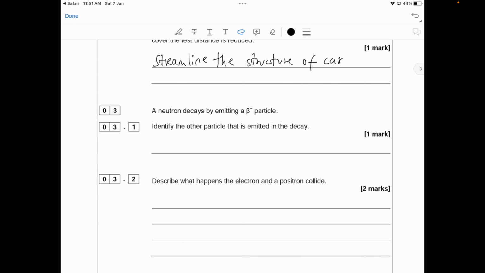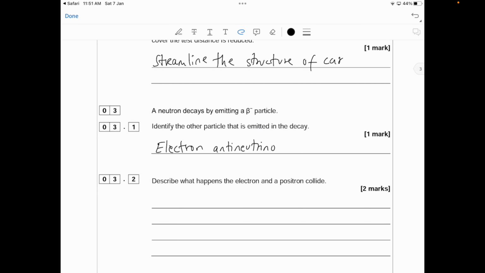Now, a neutron decays by emitting a beta particle. Identify the other particle that is emitted in the decay. So this is very important that you guys write this down. It is an electron antineutrino. So the wording is very important that you understand this. This is an electron antineutrino.